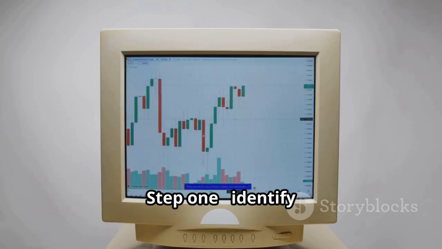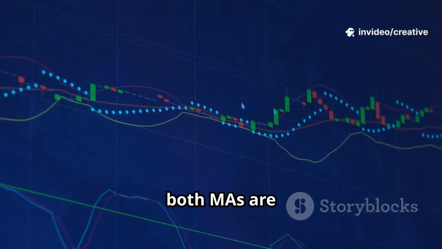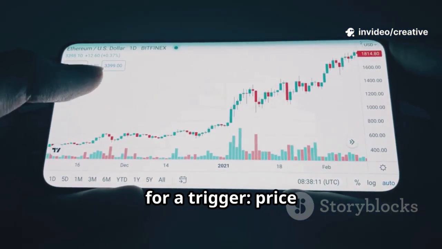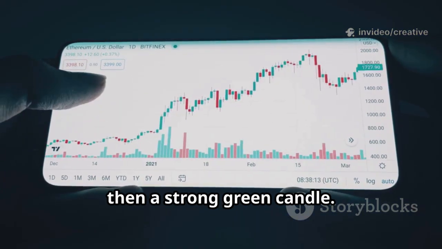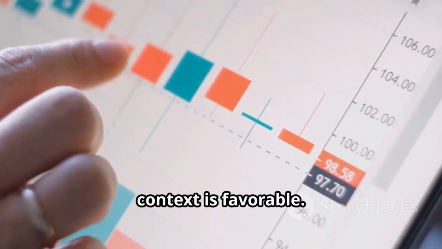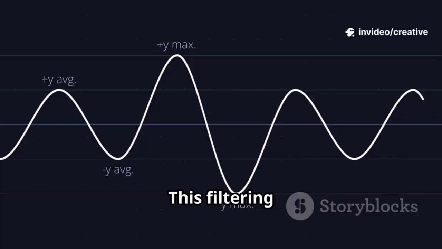Step 1. Identify the golden cross on the daily chart. Step 2. Confirm both MAs are pointing upwards and price is above them. Step 3. Wait for a trigger. Price touching the 20 MA, then a strong green candle. Only hunt for buys when the market context is favorable. Do not force buys in sideways, messy environments. This filtering reduces low-quality signals and raises your odds.